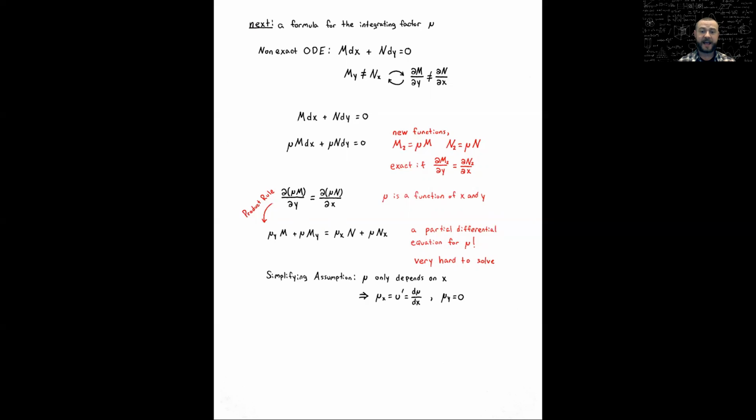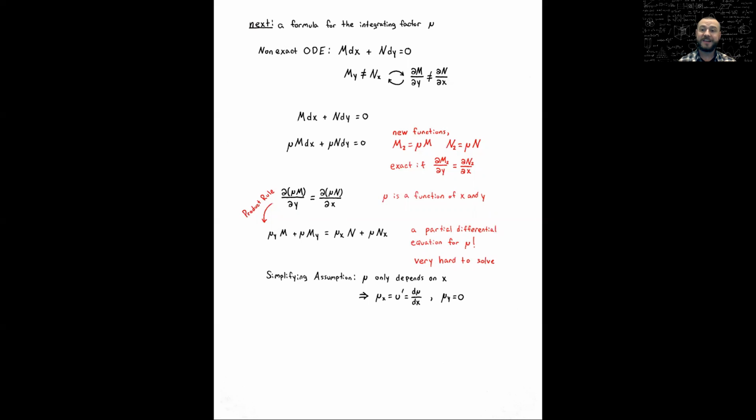Now, what effect does that have? If mu only depends on x, the partial derivative of mu with respect to y, remember, a partial derivative with respect to y, x is a constant. That partial derivative of mu with respect to y would be 0. The partial derivative of mu with respect to x would then just be mu prime, or d mu over dx.